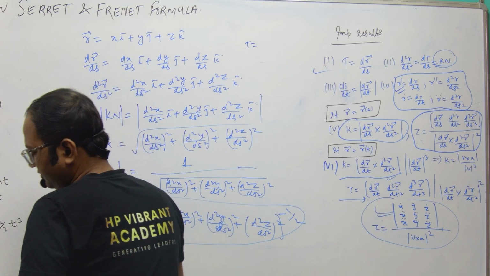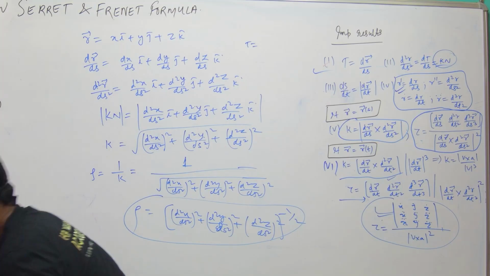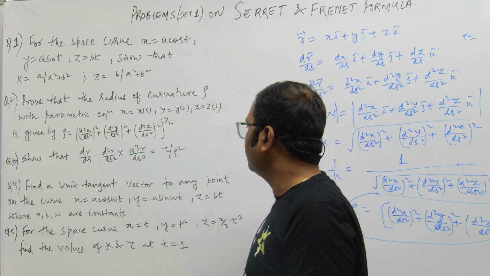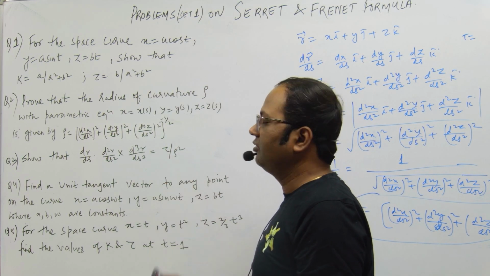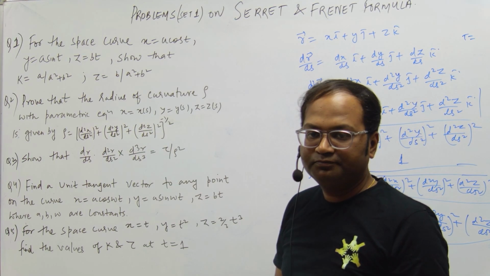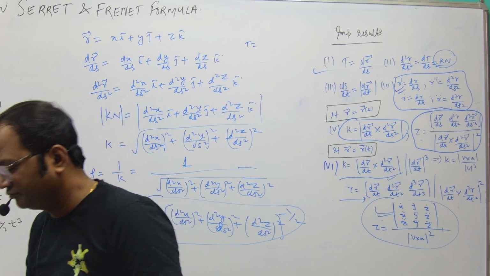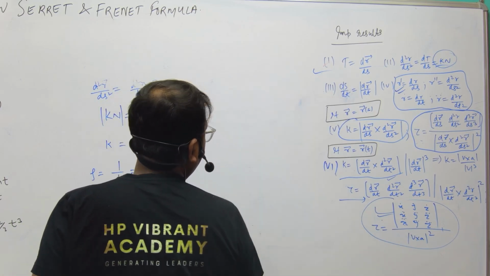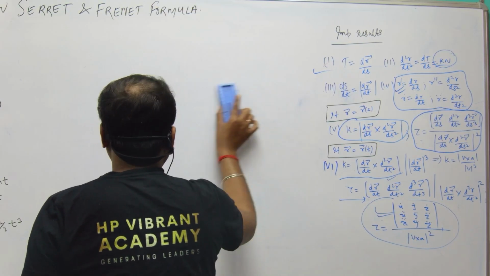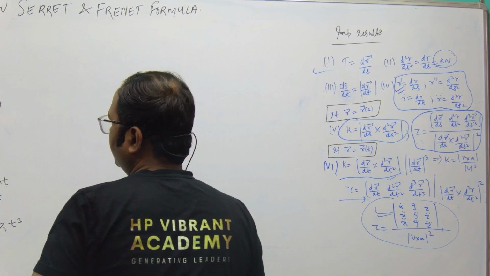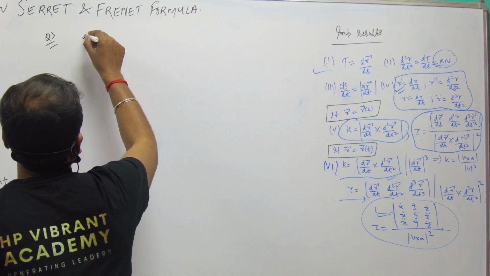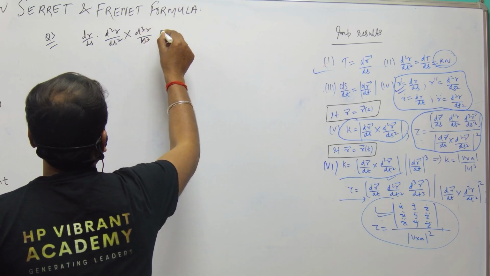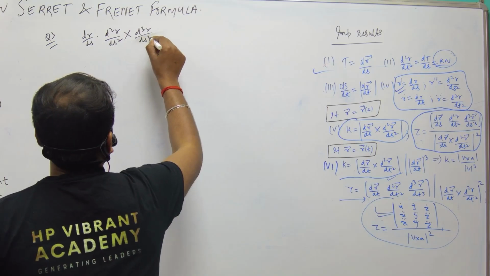Let us discuss question number 3. What is given in question number 3? dr upon ds dot d2r upon ds square cross d cube r upon ds cube is equal to tau upon rho square. Let's show this. So in question number 3, we have to show that this triple product is equal to tau upon rho square.